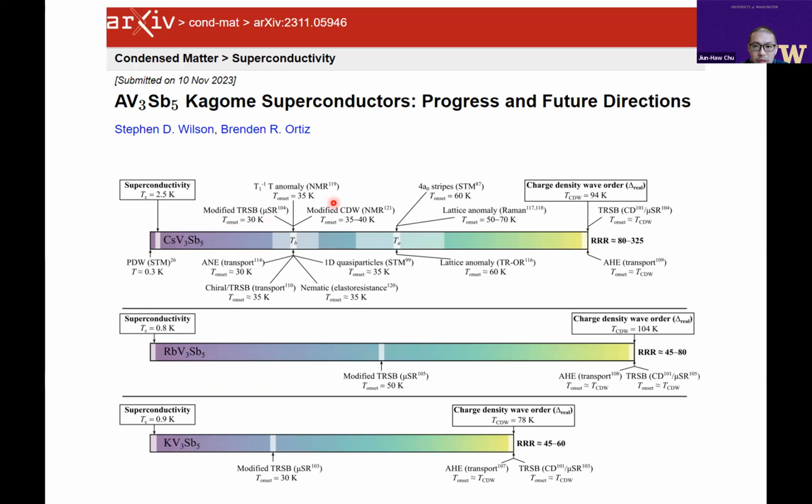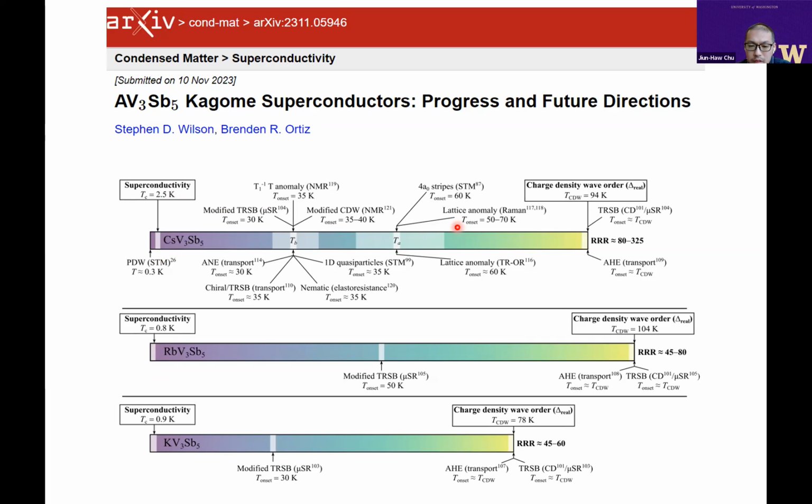Here I'm showing you a figure from a very nice review put together by Stephen Wilson and Brenden Ortiz, which has just appeared on the arXiv. In this figure, you can see a very complicated landscape of phase transitions. At the right-hand side is the CDW transition temperature, and on the left, at the lowest temperature, you have the superconducting transition. But in between, you see a series of temperature-scale crossovers and possible phase transitions probed by different kinds of experimental probes, especially for cesium vanadium 3 antimony 5.